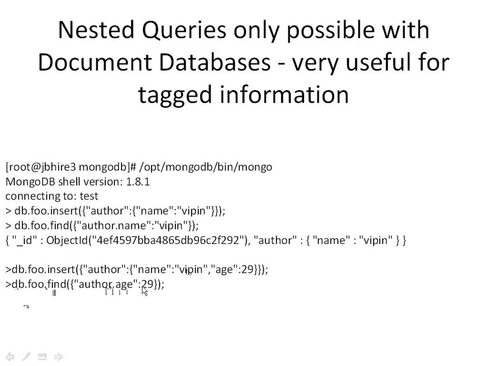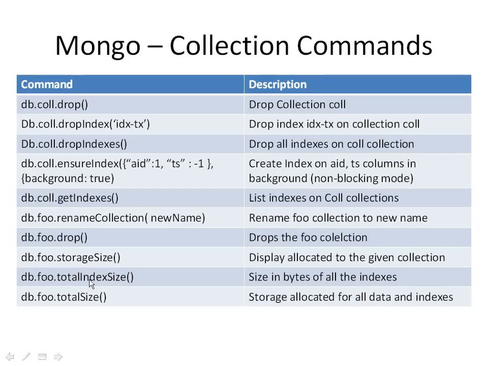db.foo.find where author.age is 29. So now let's see what are the commands that Mongo provides for a collection. Collection is basically a table in case of a relational database.